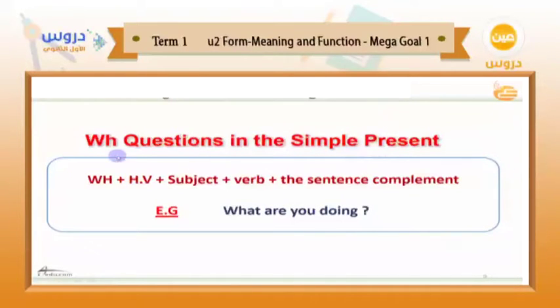Now we are moving to WH questions in the simple present. And what do you mean by WH questions? The certain words that start with WH: what, when, where, right? So WH plus helping verb plus the subject plus the verb plus the sentence complement. An example to make the job easy for you. What are you doing? This is WH questions in the simple present.